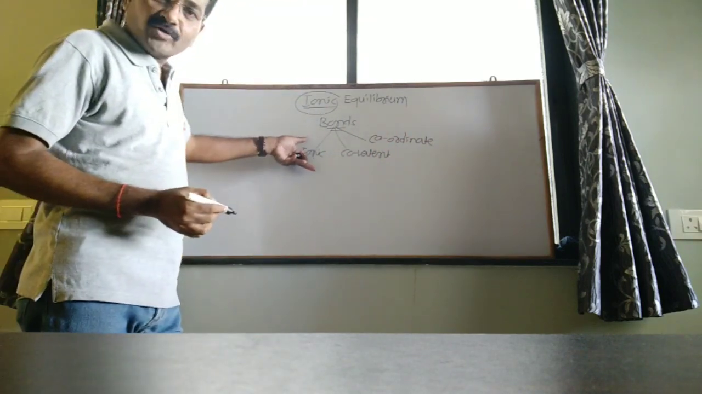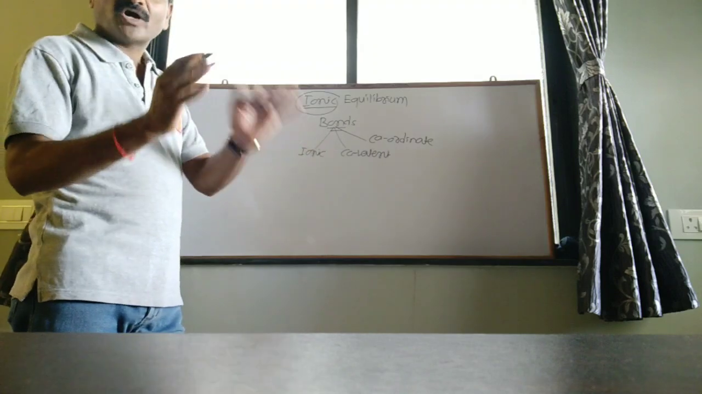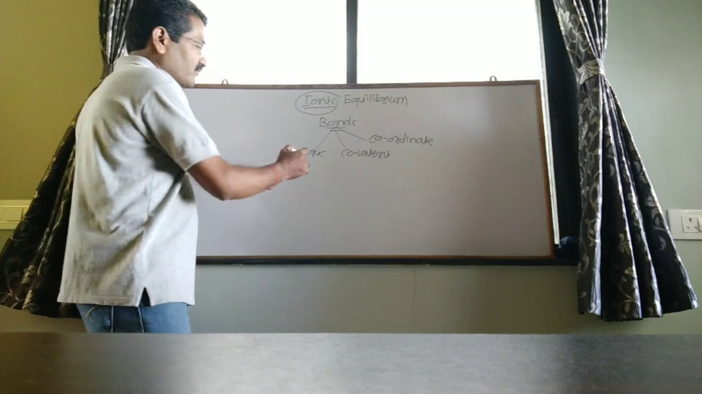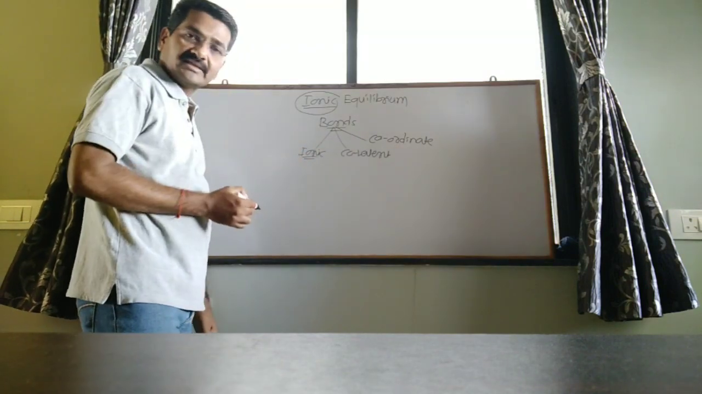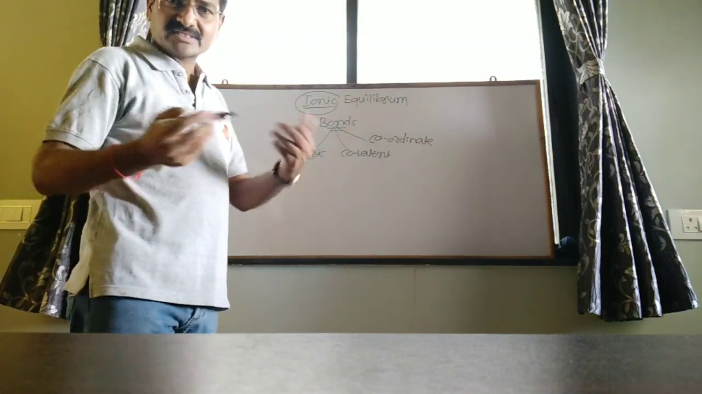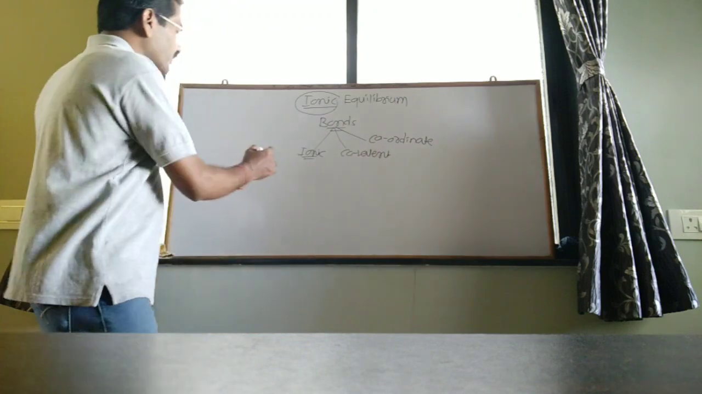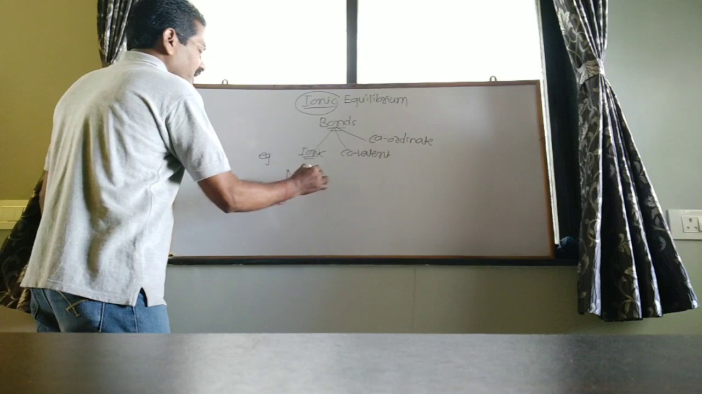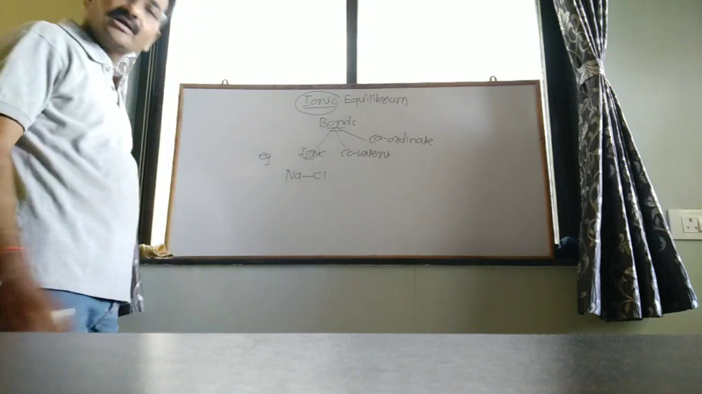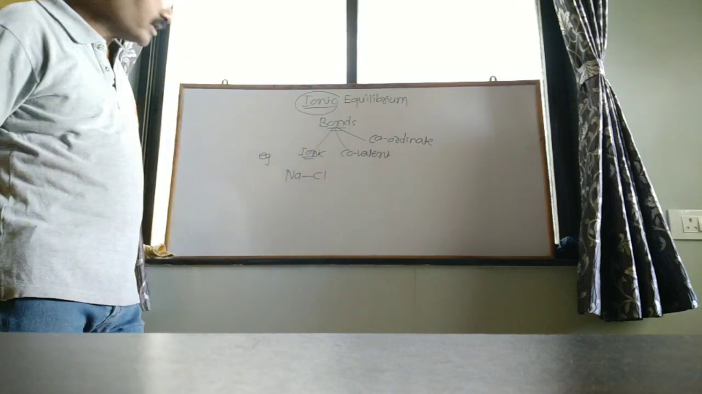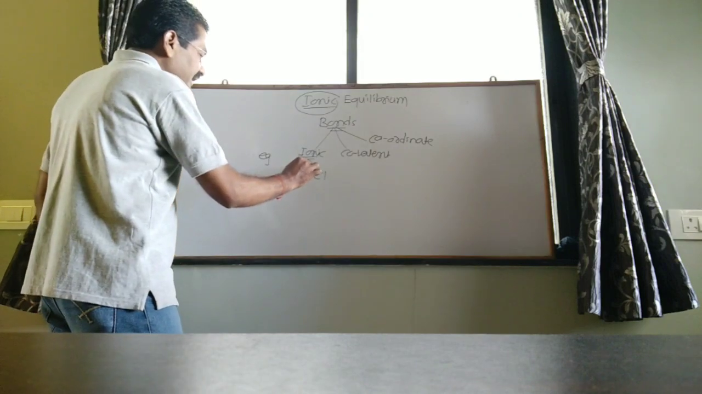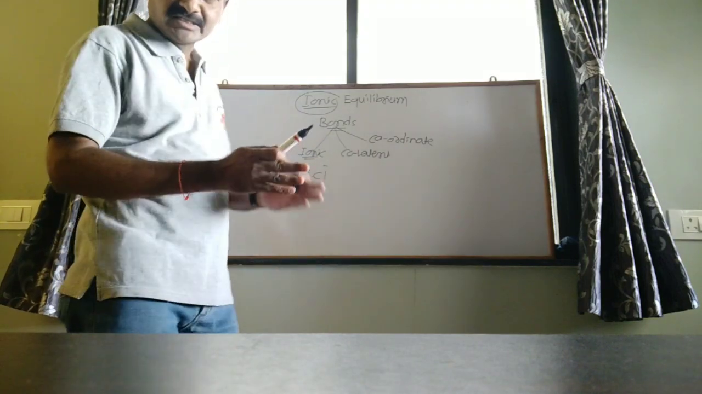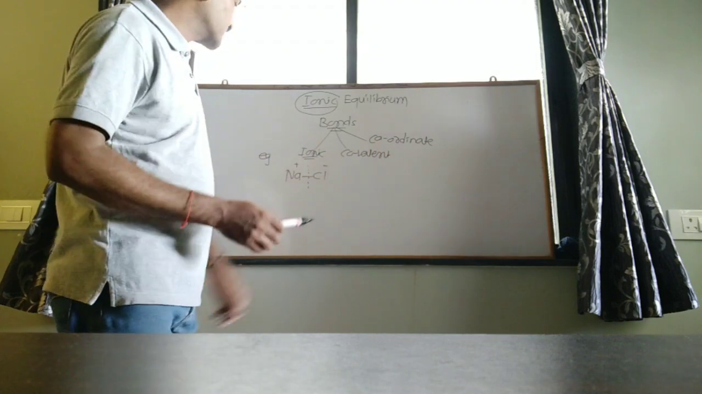What is ionic bond? The bond formed by complete transfer of electron from one atom to another atom. That is studied in 11th science. For example, NaCl, sodium chloride, is an example of ionic bond. Whenever the ionic bond breaks up, then it gives the ions.